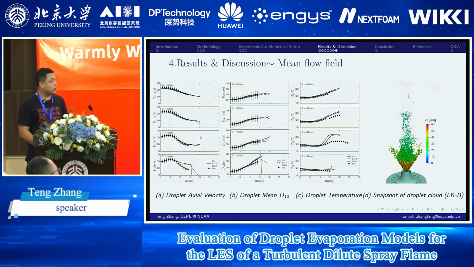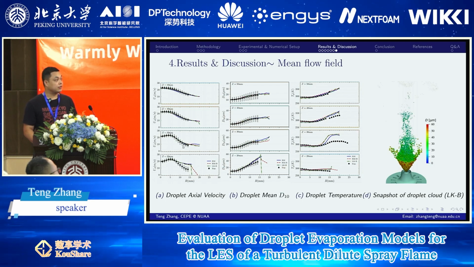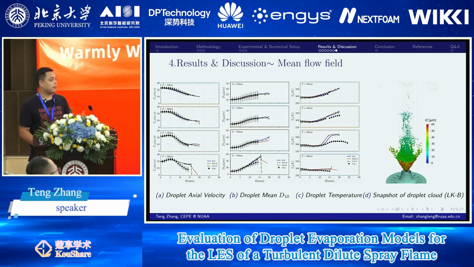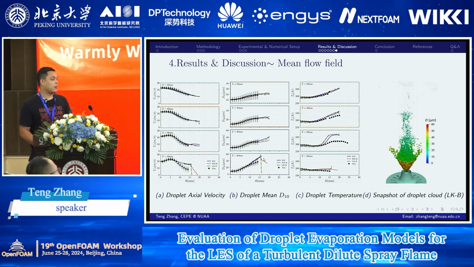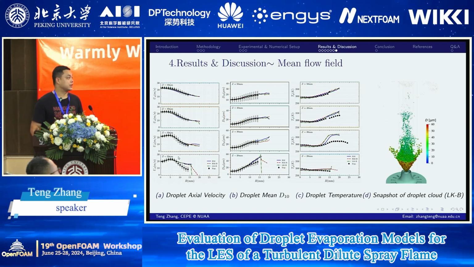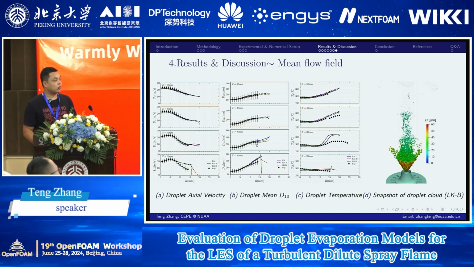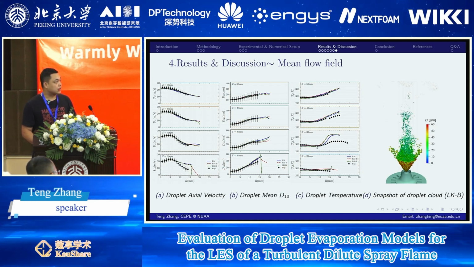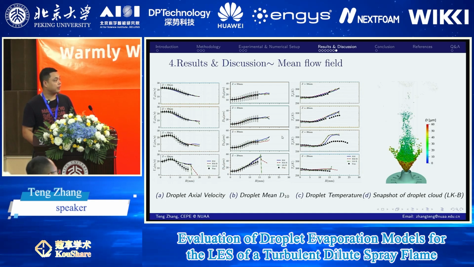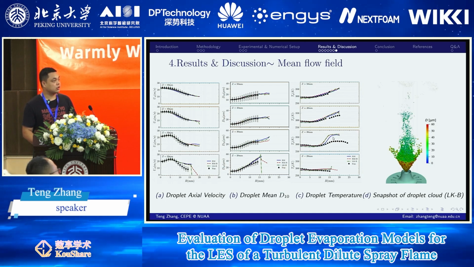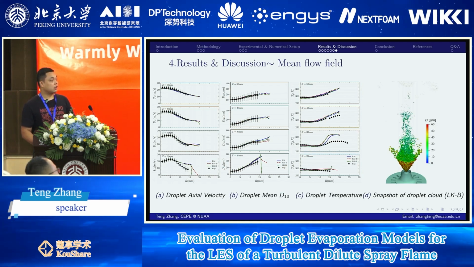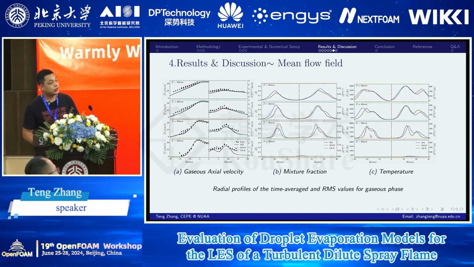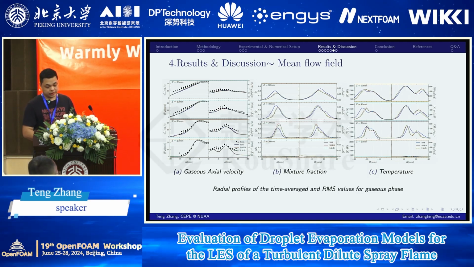So this is the liquid phase results: the droplet axial velocity, the droplet mean diameter, and the droplet temperature. The axial velocity and the mean diameter were a little higher in the simulation at the first station, and the difference between the models mainly exists at radius larger than 10 millimeters. For the diameter and temperature profiles, the RM model predicts lower droplet temperature and higher diameter in this region because it has the lowest gas temperature in these regions.